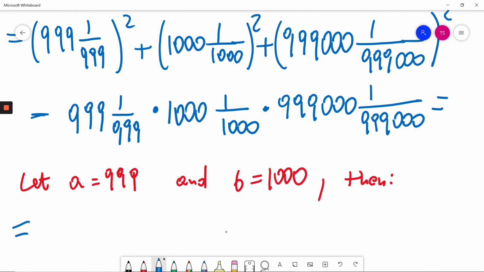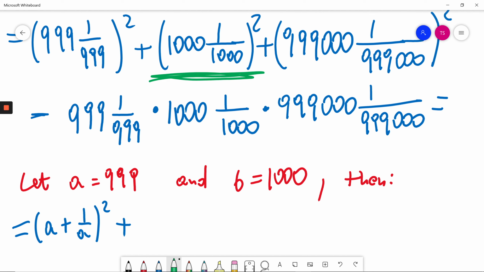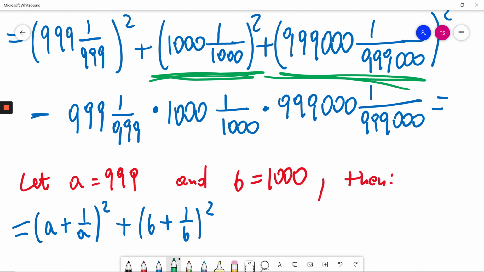From now, this will be a plus 1 divided by a squared. Similarly, plus that term will be b plus 1 divided by b squared. Now this term will be 999 thousandths. I can just write it as a times b plus 1 divided by a times b, and I need to square it.